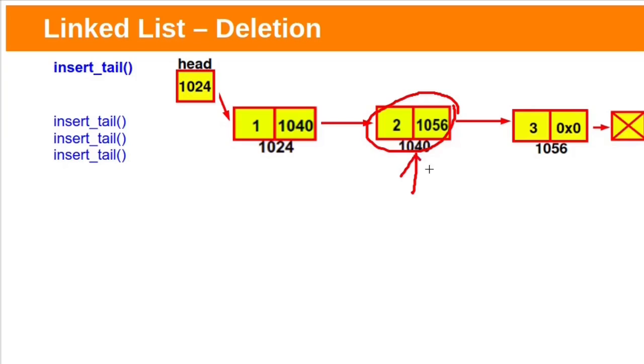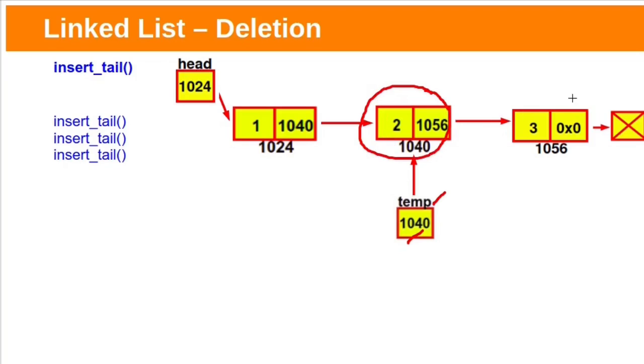To access and delete this node, we need one reference. So we will use one pointer variable to point to the node to be deleted. Let's call it temp. If we directly delete this node, we will lose the right part of the linked list. So before deletion, we need to connect this right part to the left part of the linked list.